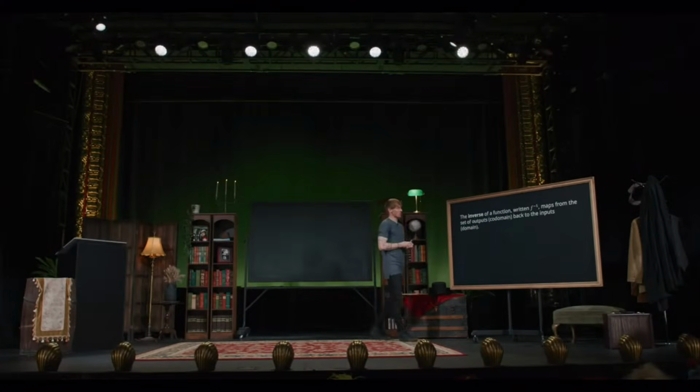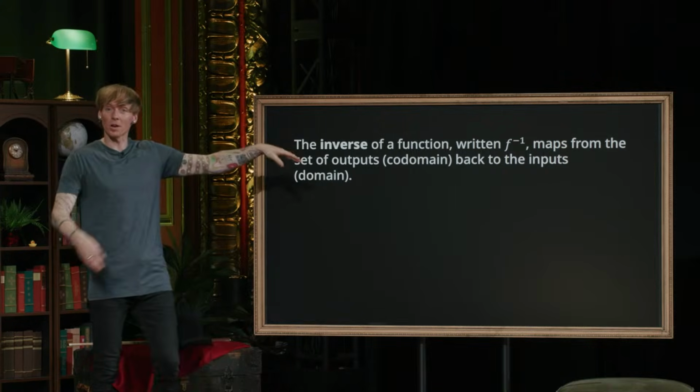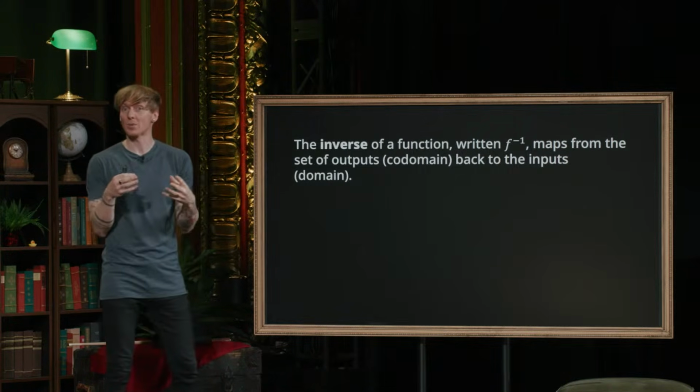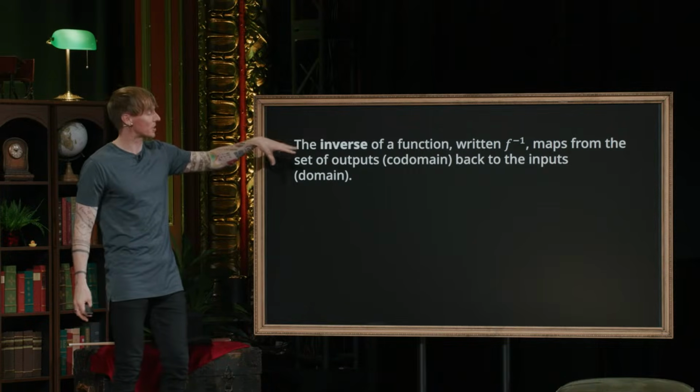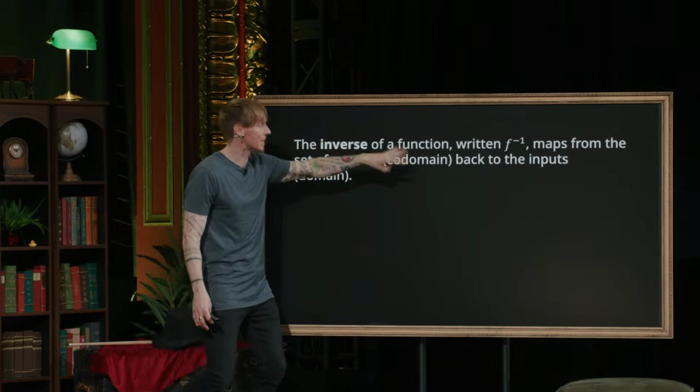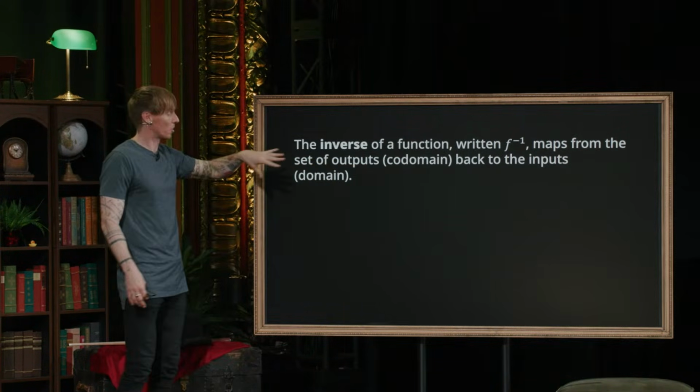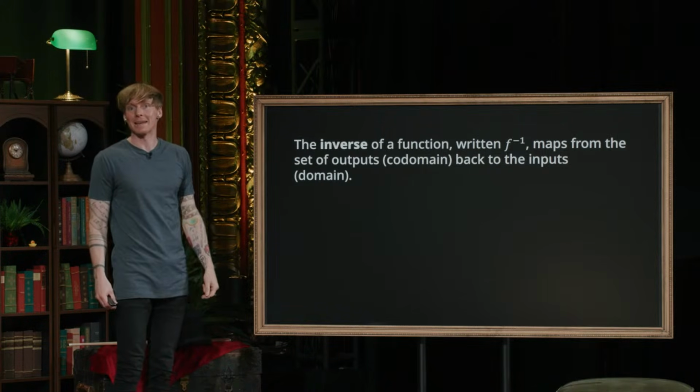So an inverse function, written as f minus 1, telling us that it's related to f but traveling in the opposite direction. It maps from our set of outputs, which remember we call the codomain, back to the inputs, which recall are called the domain.